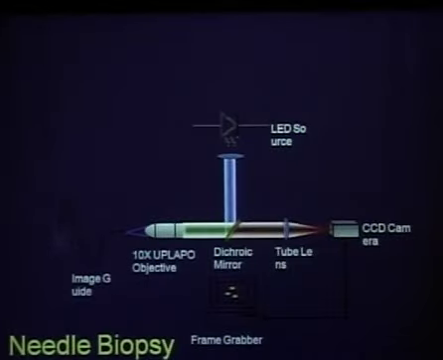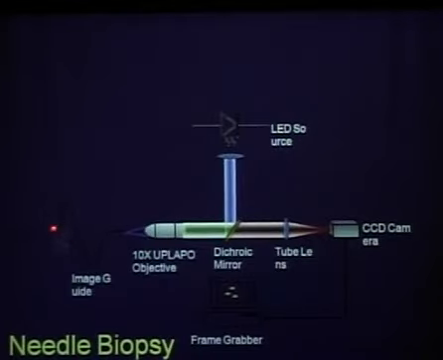More recently, we've developed a much simpler alternative to the fiber optic confocal microscope. It's a system we call our needle biopsy system. And this again uses a coherent fiber optic bundle that's just placed directly in contact with the tissue. And then essentially you have nothing more than a standard fluorescence microscope here.